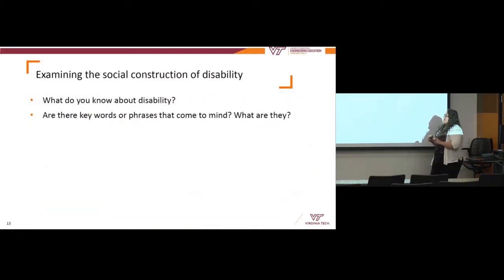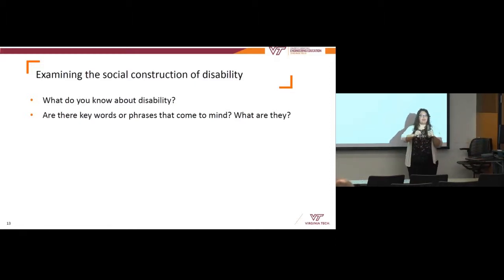So now I wanted to take a few minutes in your next box and think about, what do you know about disability? Are there any keywords or phrases that come to mind? Anything that you've seen? What do you typically think of when you think of disability? And even how it's talked about in society. I have a hand, yes? Some require accommodations. Okay, some require accommodations.